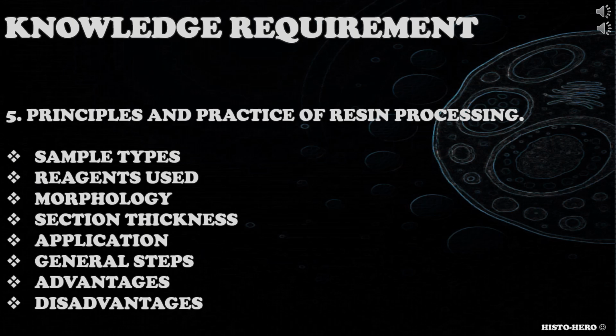When addressing this knowledge requirement, candidates should consider when resin processing would be used, think of the sample types where resin processing would be used, reagents that are used during resin processing, advantages of superior morphology resin processing offers, section thickness of resin blocks, specialized application of resin processing, general steps of resin processing like fixation, dehydration, infiltration, embedding, and polymerization, types of resins used, possible advantages and disadvantages when compared to routine FFPE processing in histology like technical complexity, staining approach, cost, time, safety, and so on.